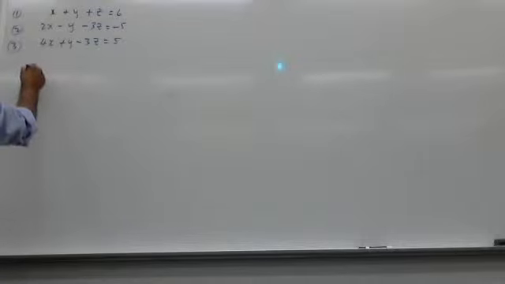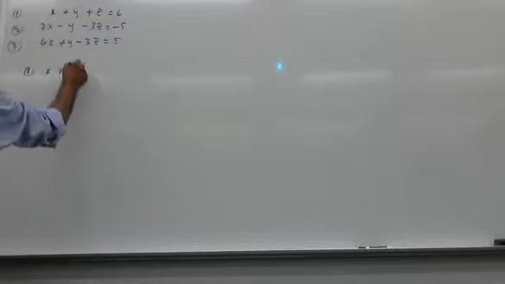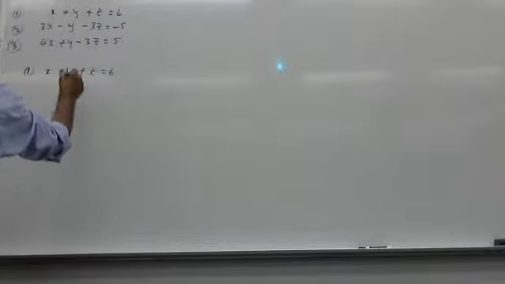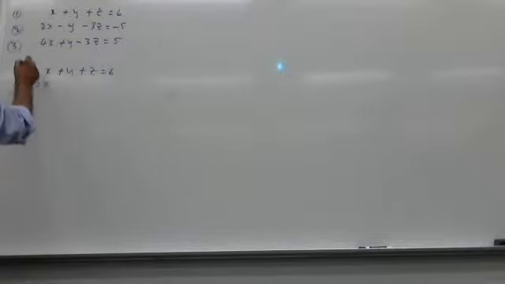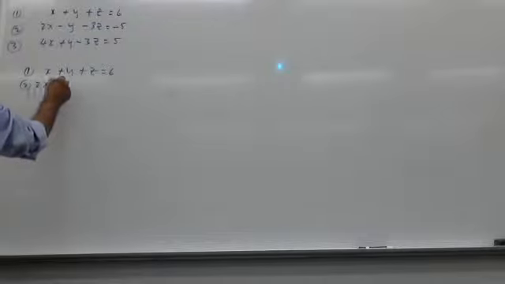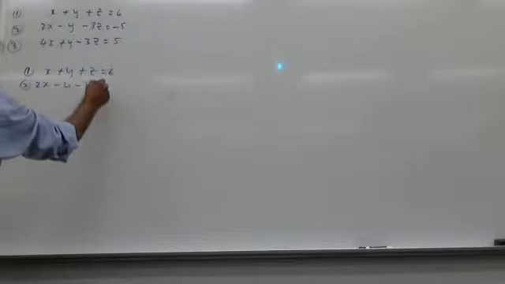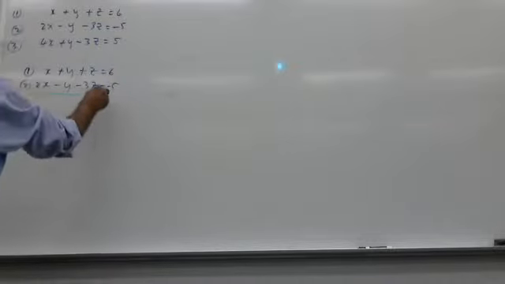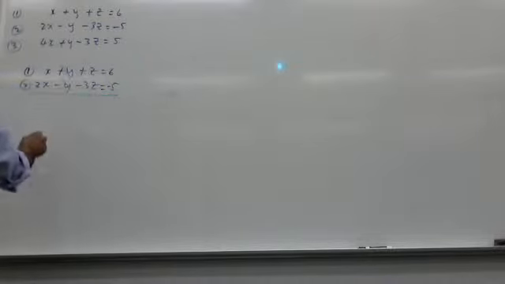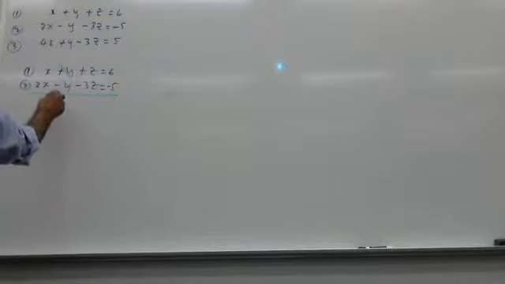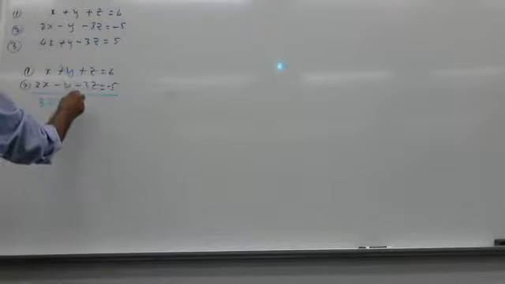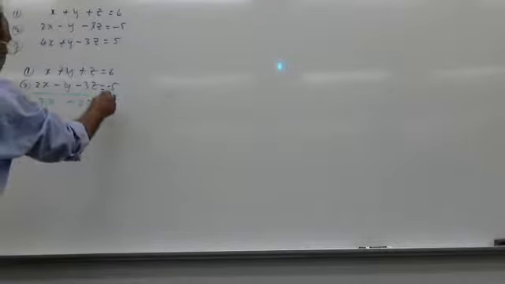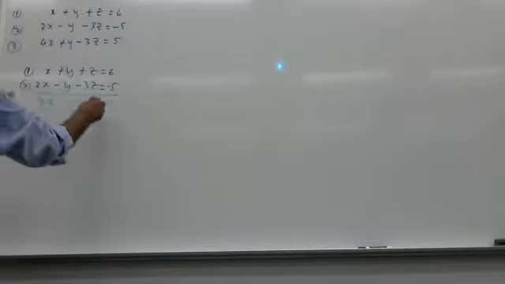So for 1, I have x plus y plus z equal to 6. For 2, I have 2x minus y minus 3z equal to minus 5. Now, I will go ahead and add these two equations, and by doing so the plus y and minus y cancel off, and this gives me 3x minus 2z equal to 1. I will call this here 4.